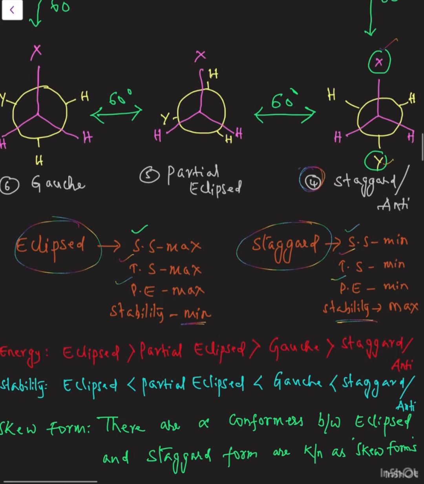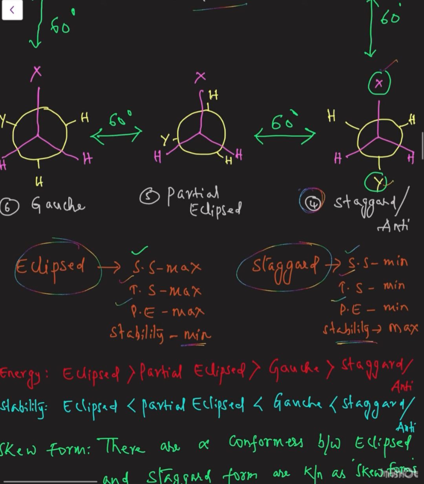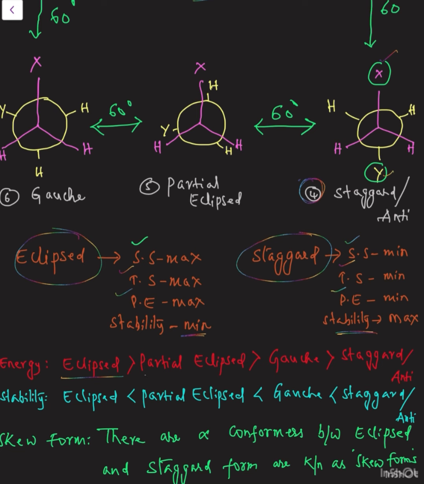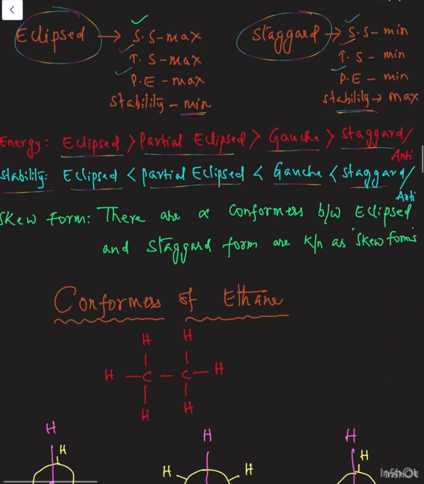Now the energy order, let us discuss. If you see, the energy of eclipsed is more compared to partially eclipsed, then gauche, then staggered. This is the order of energy. So energy is maximum for eclipsed, so stability becomes less. So the stability order is given below, which is opposite to the energy order. Eclipsed is less than partially eclipsed, which is less than gauche, which is less than staggered, which is also called the anti-conformer. Here I have given skew form.